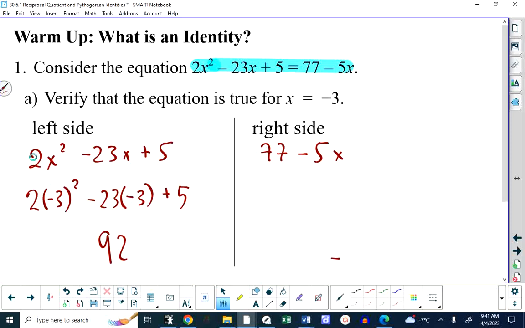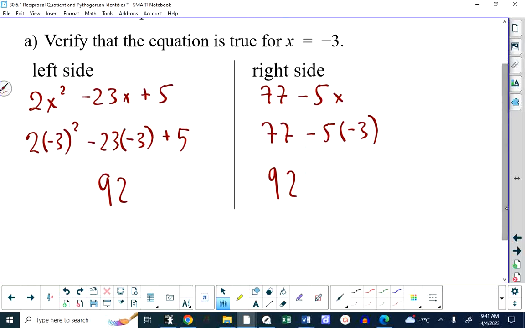So now we do the right-hand side. We're going to take 77 and subtract 5 times negative 3. Well, that's 77 plus 15. That's 92 as well. So we don't really need to do anything here. We've verified that it's true. We've verified that for x equals -3, the left side and the right side are equal.